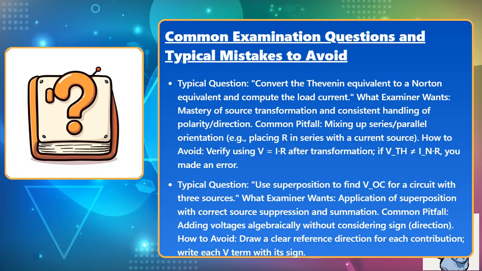Typical question: use superposition to find VOC for a circuit with 3 sources. What the examiner wants: application of superposition with correct source suppression and summation. Common pitfall: adding voltages algebraically without considering sign direction. How to avoid: draw a clear reference direction for each contribution, and write each V term with its sign.